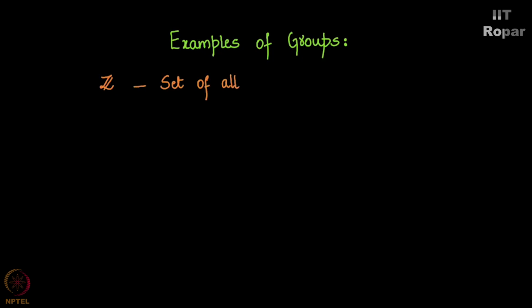Let us now see some examples of groups. Also, some non-examples to understand the difference when a set is said to be a group and when it is not. Let me start with some examples. The first one I'm going to take is integers, the set of all integers.